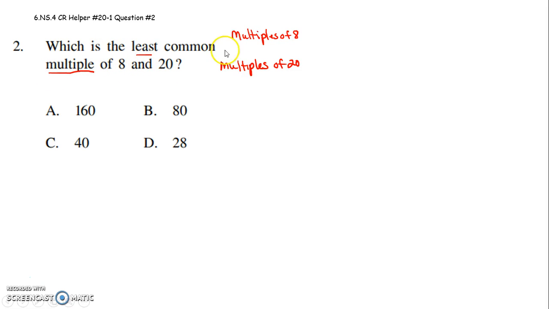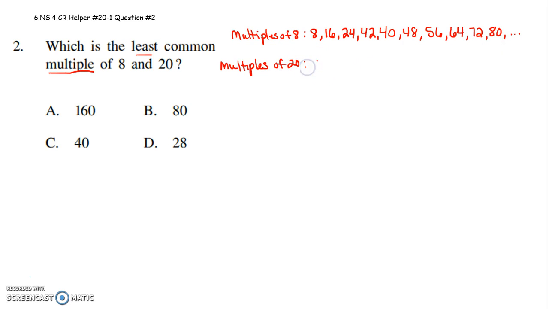Well, first of all, multiples of 8 would be 8 times 1 is 8. 8 times 2 is 16. 8 times 3 is 24, 8 times 4 is 32, 8 times 5 is 40, 8 times 6 is 48, 8 times 7 is 56, 8 times 8 is 64, 8 times 9 is 72, 8 times 10 is 80, and so on.